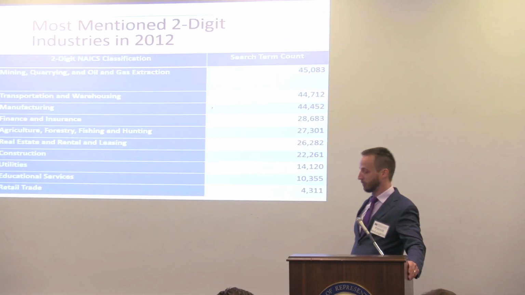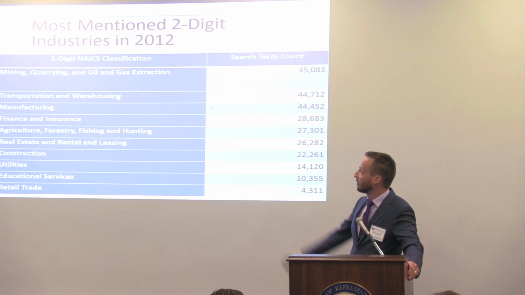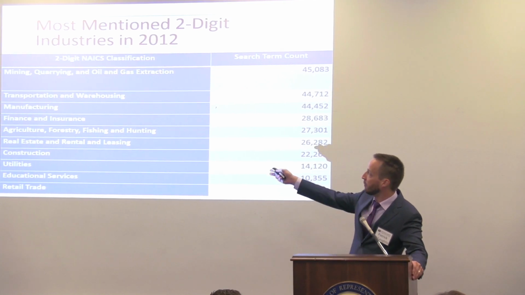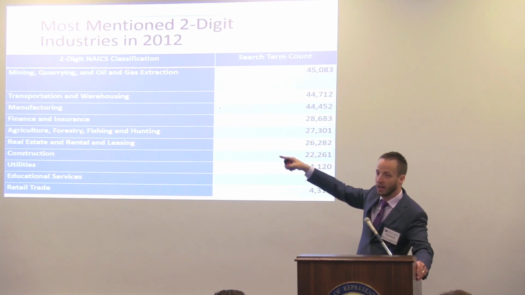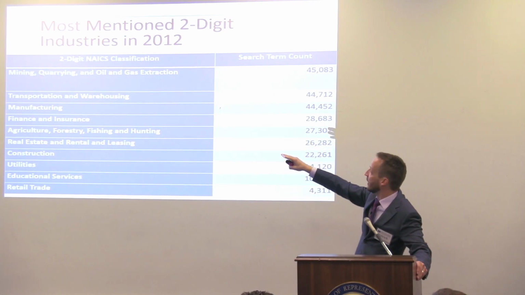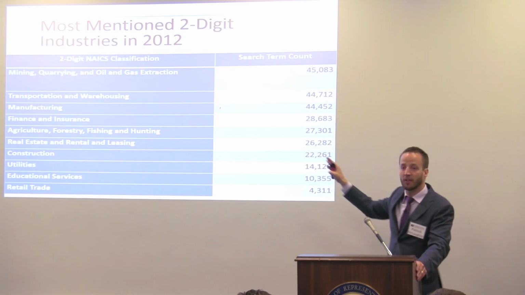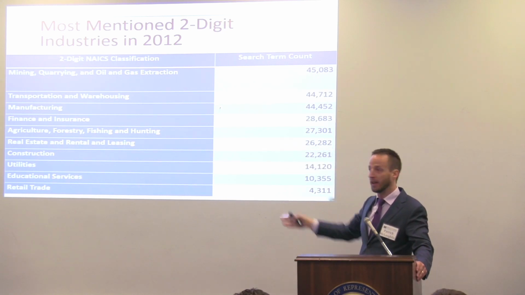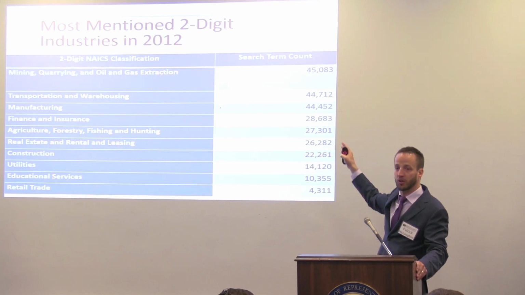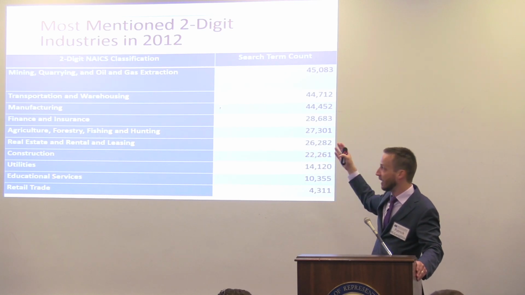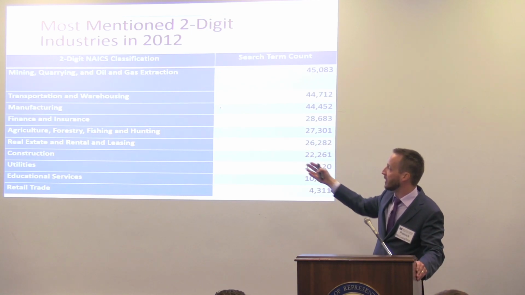So here's some results from that sort of method. If you take some 2-digit industries, so here's some very broadly defined industries, mining, quarrying, and oil and gas extraction is at the top there. This is the most commonly found search terms. That industry, mining, quarrying, and oil and gas extraction, has the most search terms found of any industry. And second, transportation. Third, manufacturing.